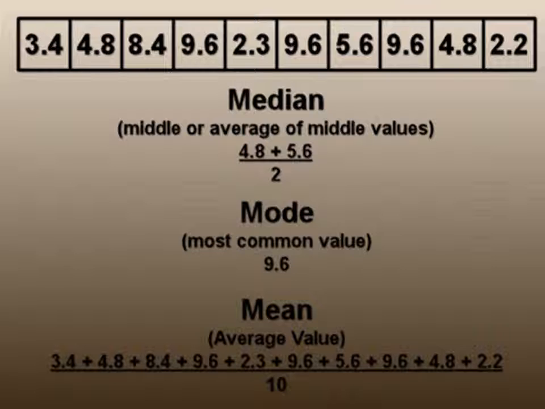The mode is the most commonly occurring value. If you look at the numbers, we see 9.6 appearing 3 times. No other number appears that often, so 9.6 is our mode. The mean means you take all the numbers, add them up, and then divide by the number of numbers, which is 10, and that gives us our mean.